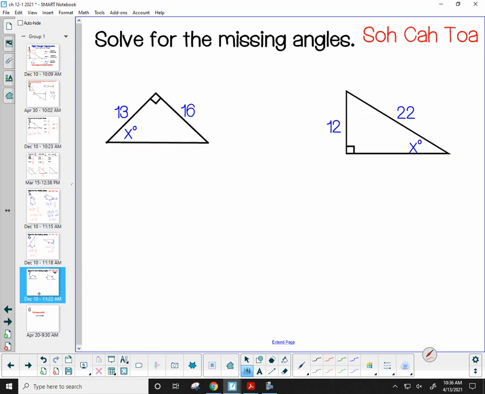So we're going to position ourselves at the angle that we want. So I'm going to position myself here at x. So the 13 and the 16, what parts are those? Opposite, adjacent. Which ratio? All right, so here's what it looks like. The tangent of x, which is unknown, is equal to opposite over adjacent.